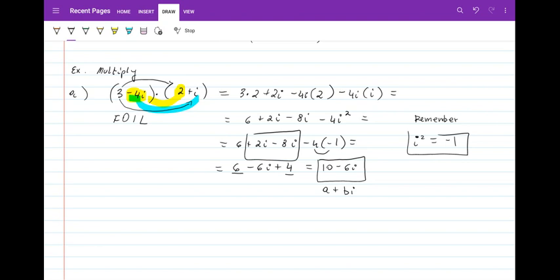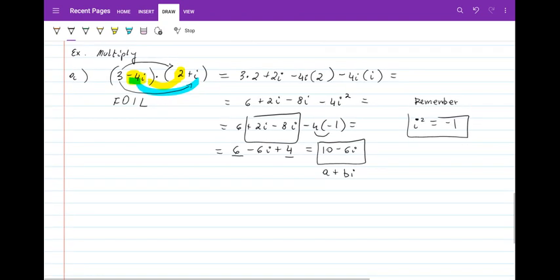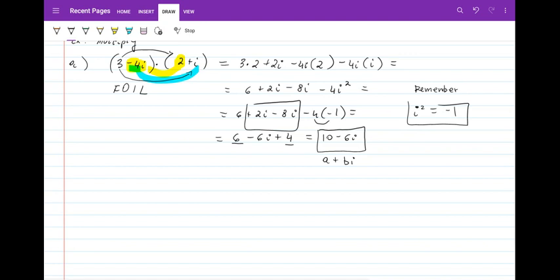And maybe let's practice one more. Let's do one more. B. 5 plus 3i times 2 minus i. So we're going to FOIL.